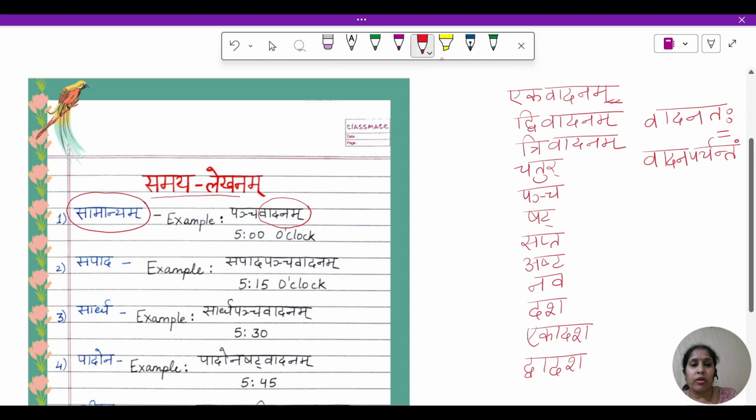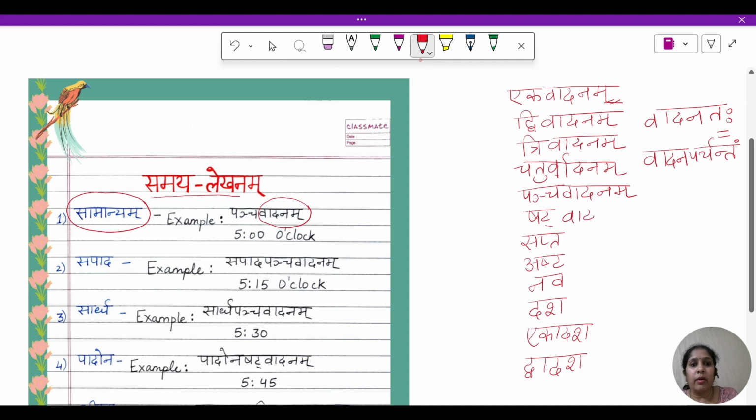If we want to say 4 o'clock, so it is Ra, right? So Ra is half. So what can we do? This half Ra can go on the top of Va. Understood? Because in Chatur, the Ra was half. So I have put that Ra here, and it will become Chatur Vadanam. Fine? Chatur Vadanam. Now next is Panch Vadanam.